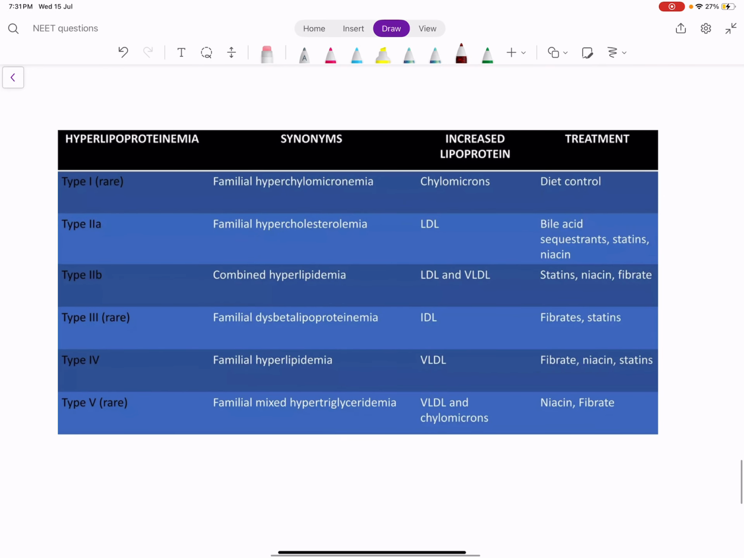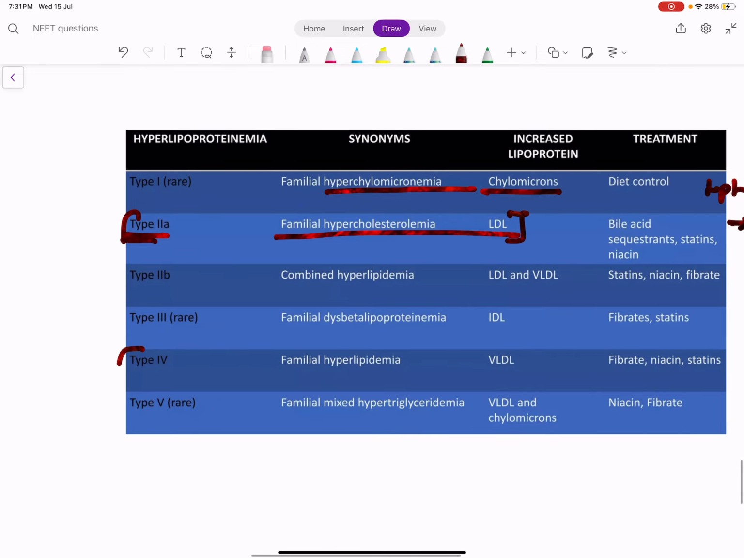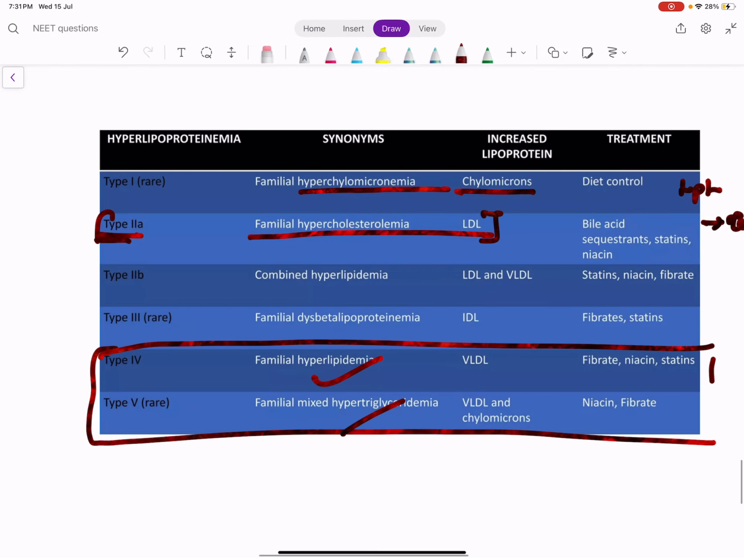Type 1 is familial hyperchylomicronemia. Chylomicrons are high. It's due to lipoprotein lipase. Type 2A is familial hypercholesterolemia. LDL is high. Here we get tendon xanthomas. So type 4 and type 5, triglycerides are high. So it is familial hyperlipidemia, familial mixed hyperlipidemia.